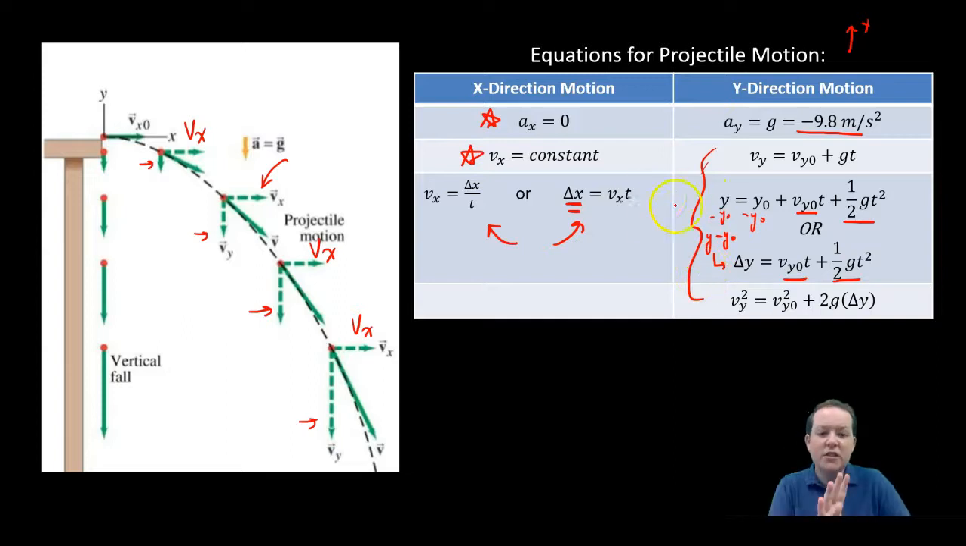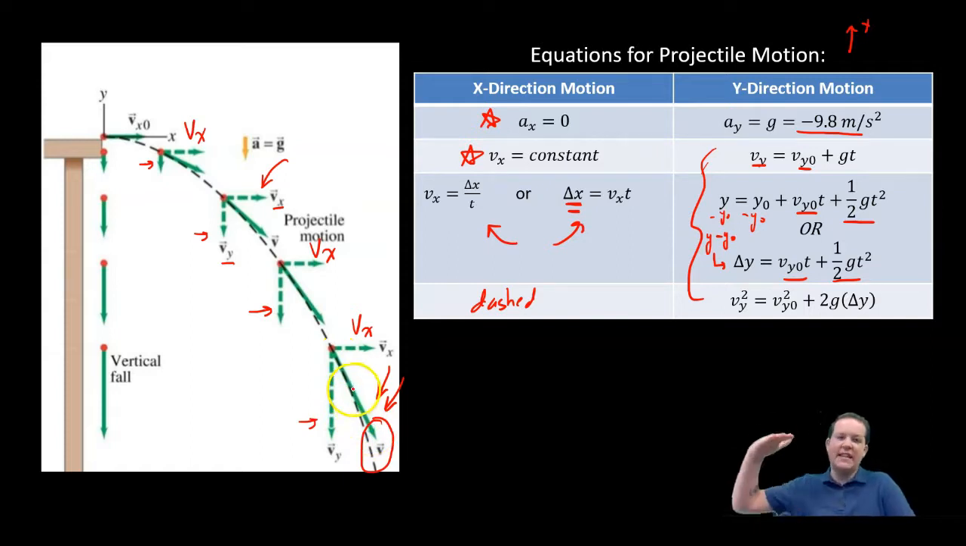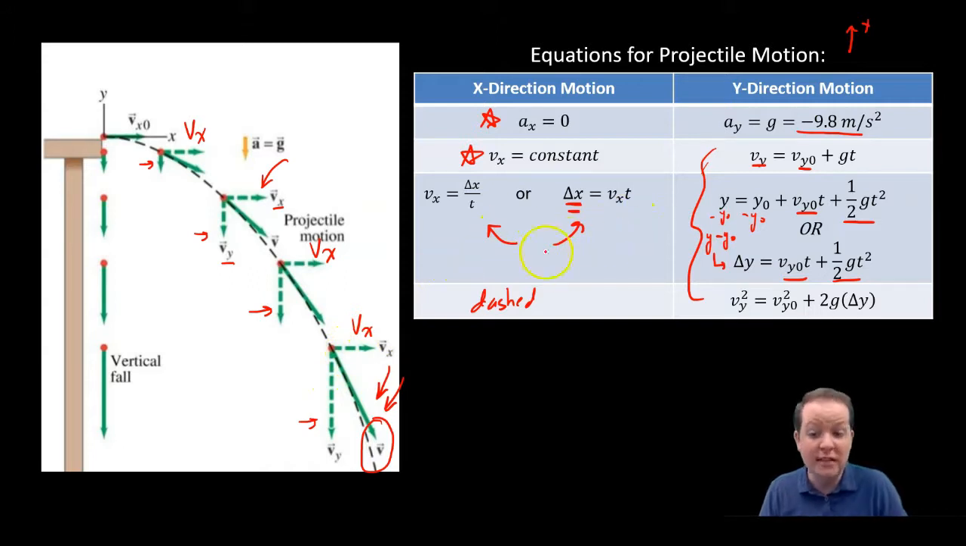We use these two equations when we're looking at the horizontal and vertical components, but that is not the true velocity. All these Vx's and Vy's that you see here and here and here and here, and here's that Vx, they're all these dashed lines. But let's say it asks, what is the actual velocity at this spot? That's the solid green line. The solid green line is the actual velocity the ball has. We're breaking it into components so we can use these equations.